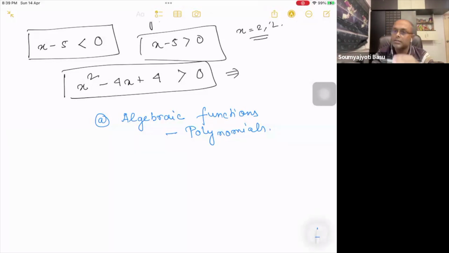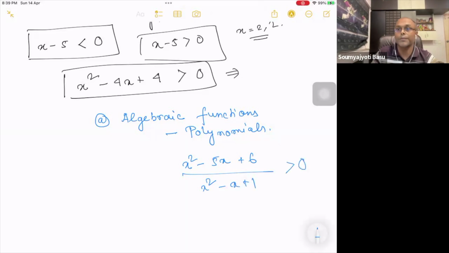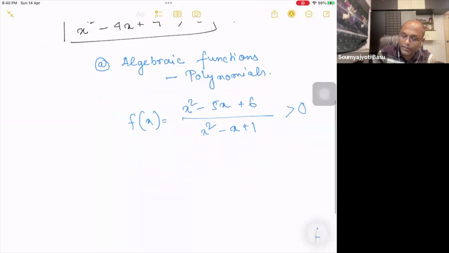Not just polynomials, it can be any algebraic function. Let's say we have an expression like x square minus 5x plus 6 divided by x square minus x plus 1, and you are asked to find when this is greater than 0. You have to find the values of x for which this function becomes greater than 0. But the function is this term, x square minus 5x plus 6 by x square minus x plus 1. Okay? Not only algebraic functions, you can have trigonometric functions.